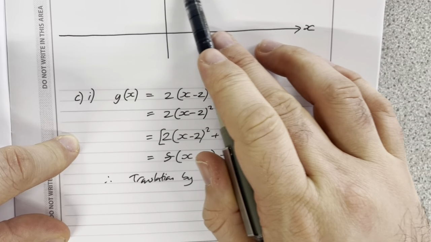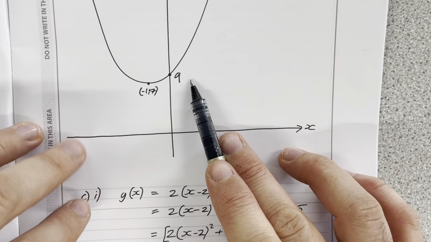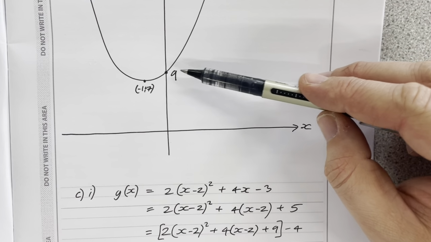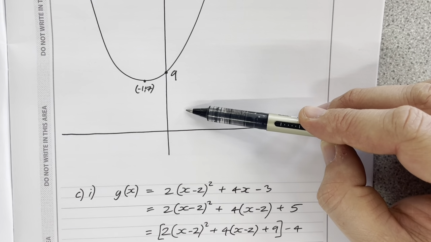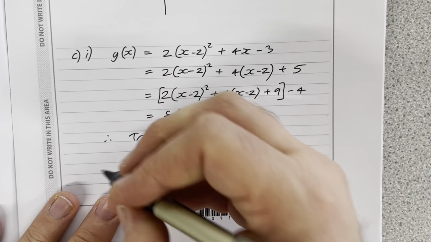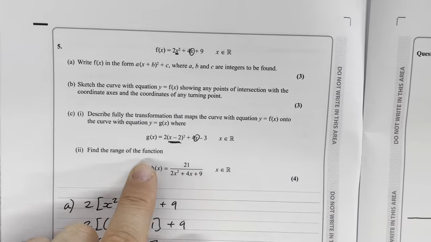So it's going to move 2 in the x direction. So that point there is going to now be at positive 1, and then it's going to move 4 down. So it was at 7, it's now going to be at 3. Okay, not that we need to sketch that, but that's what would happen. And then finally, part C, part II, find the range of the function of this.